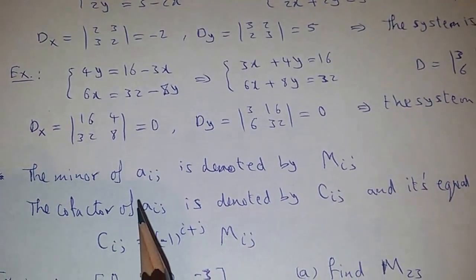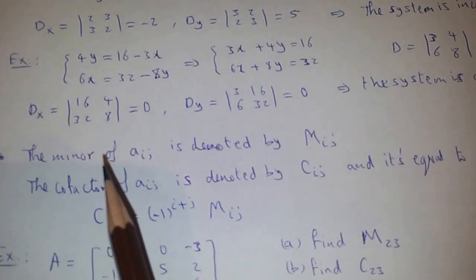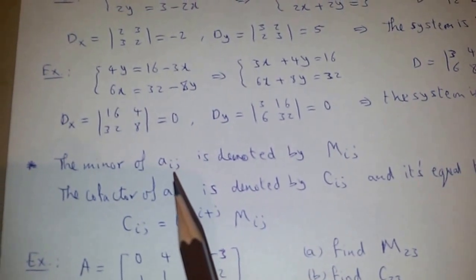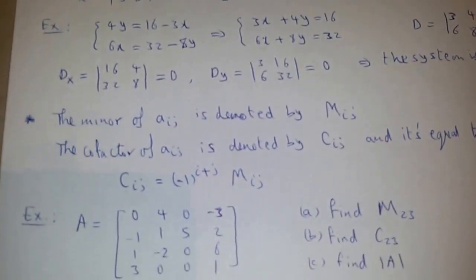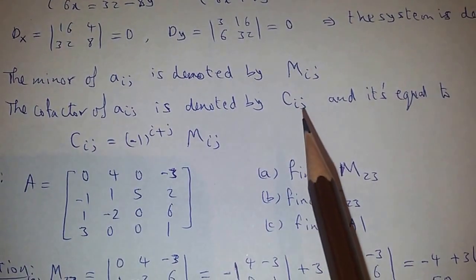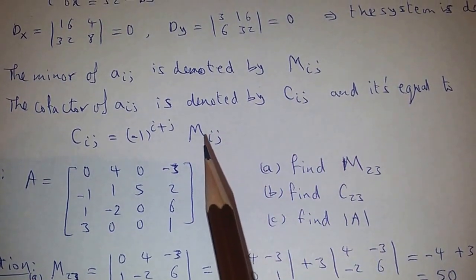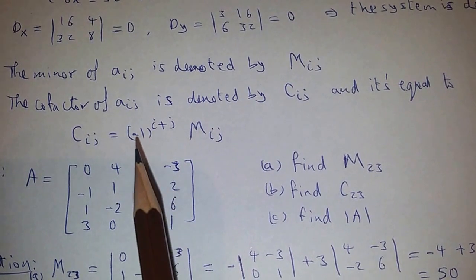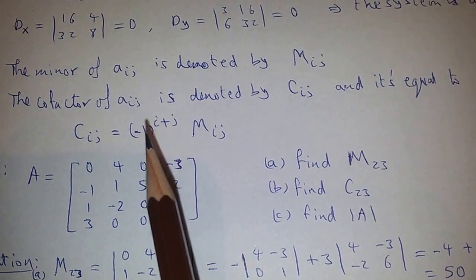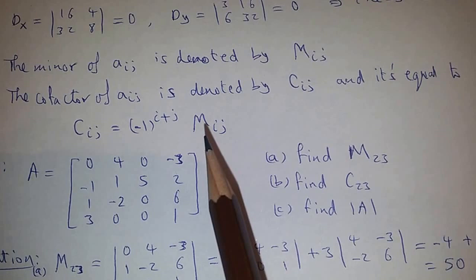Let us denote the minor of Aij by capital Mij. We said the minor is when you remove the column and the row. So here you remove row i, column j to get the minor of Aij. The cofactor of Aij, let us denote by capital Cij, is the minor multiplied by negative 1 to the power i plus j. So if i plus j is even, it would be exactly the minor, but if i plus j is odd, it would be negative the minor.